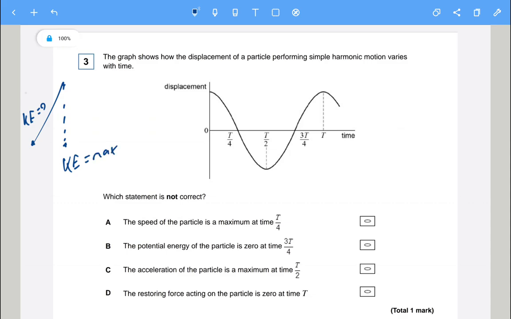The potential energy at the extreme, at the amplitude, is maximum. And at the equilibrium position, the potential energy will be a minimum. So we'll leave it at that to start with.